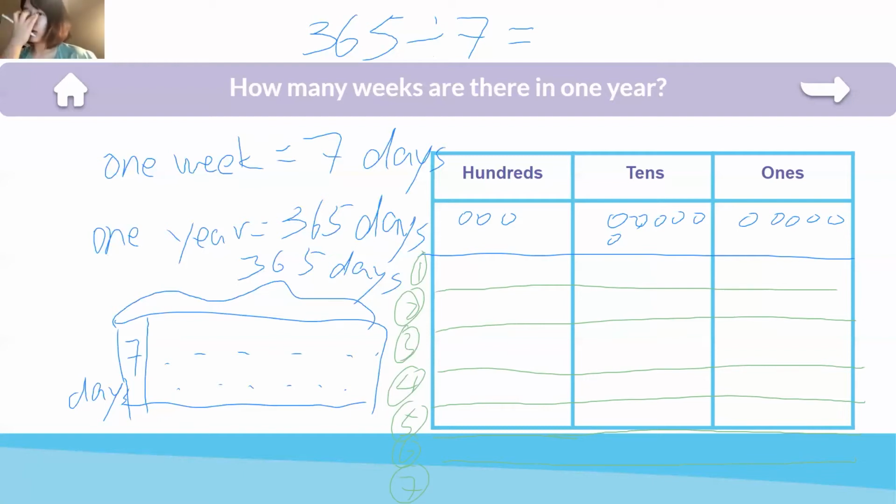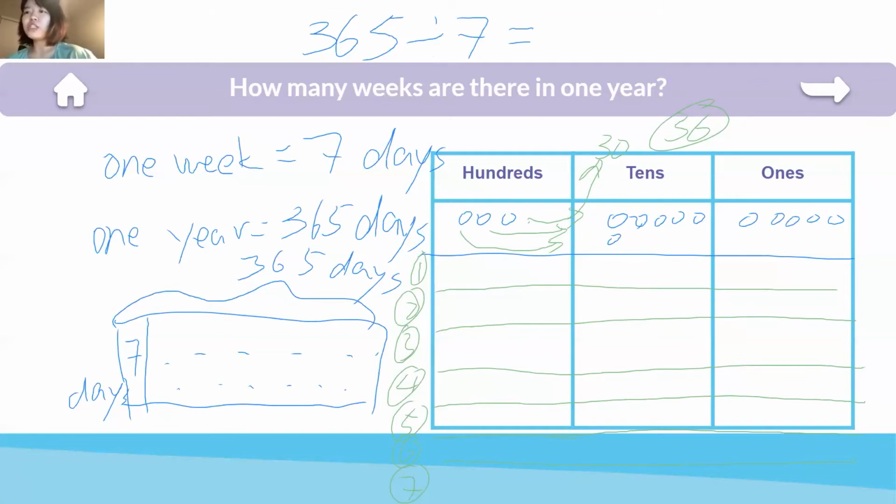And let's start from the hundreds place. So 3 is less than 7. We cannot break 3 into 7 groups. So let's move 3 hundreds all together to the tens place. It will give us 30 tens. And we already have 6 tens. So what is 30 plus 6? It is 36. So we have 36 in total for tens. And 36 is larger than 7, so we can start to divide.